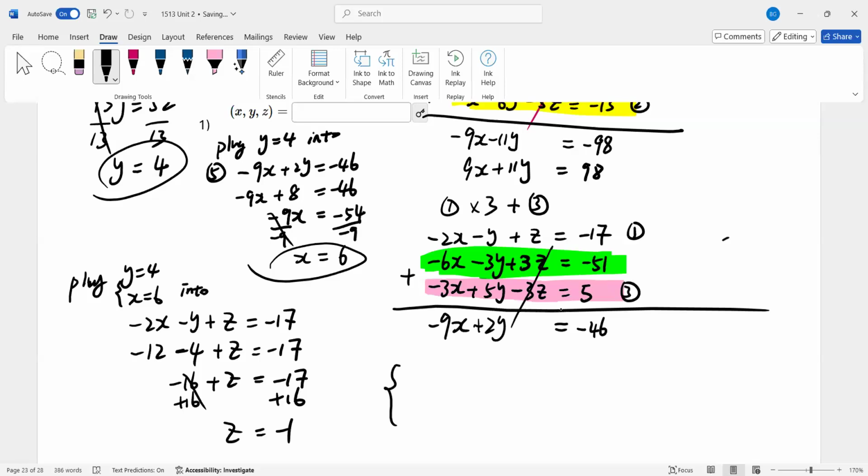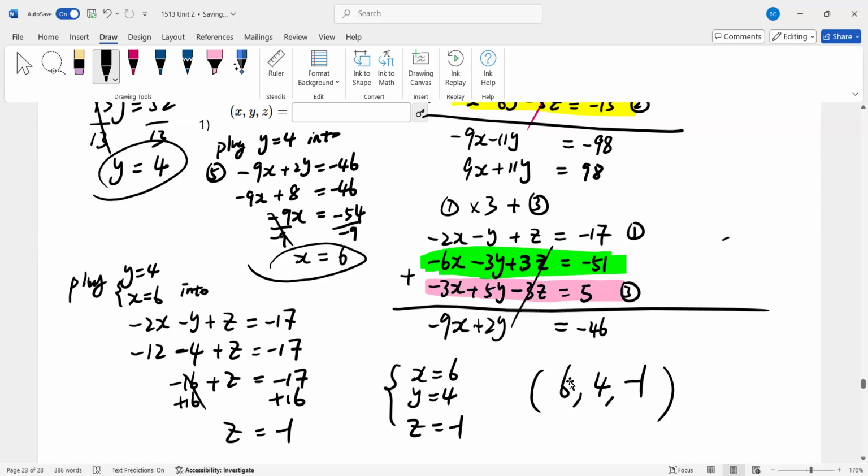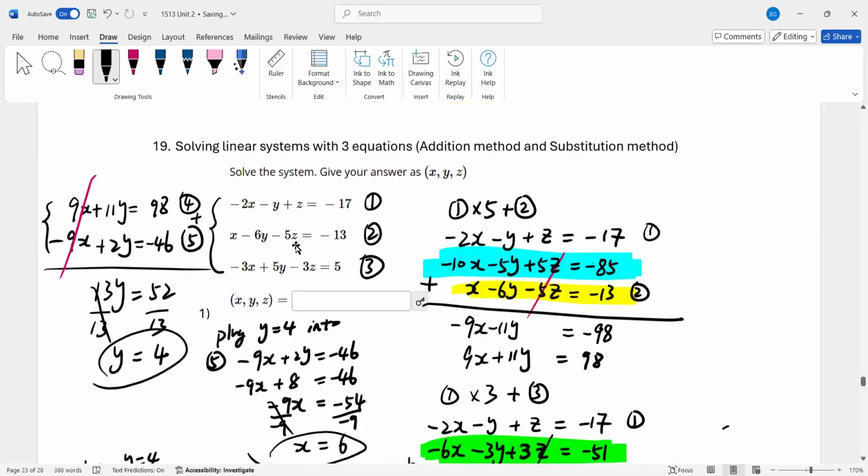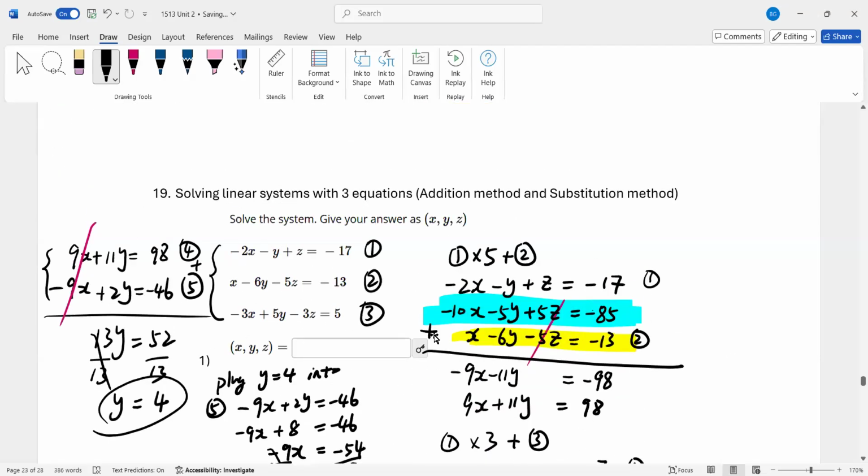Here we go, we found our solutions. X is 6, y is 4, z is negative 1. So as a triple, not a pair anymore, because it has 3 components, the solution is (6, 4, negative 1). If you have the time, we should plug back in to see if x equals 6, y equals 4, z equals negative 1 satisfy all 3 equations. Let me just quickly get that done.